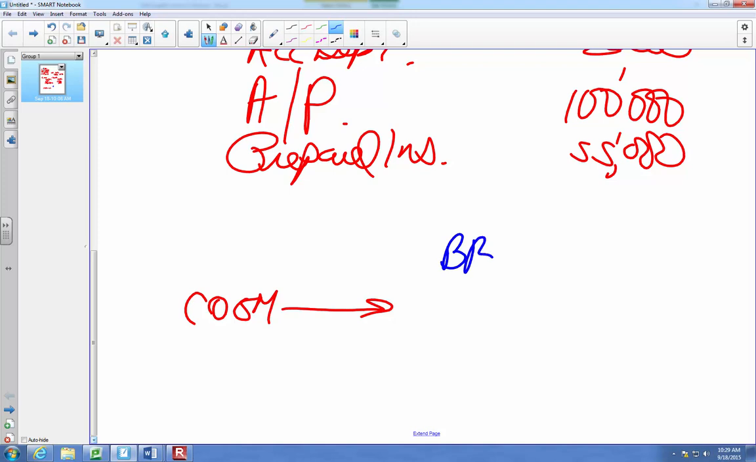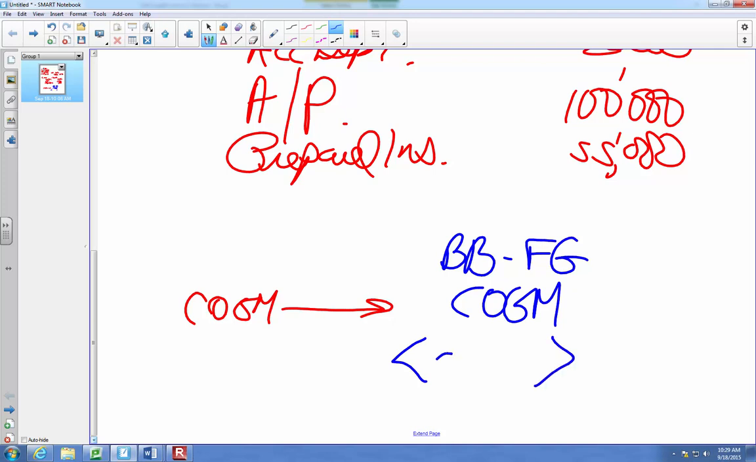Beginning inventory. What kind of inventory? Finished goods. Plus cost of manufacturing, minus ending finished goods. That's it. And really, you guys, I know this looks like a big, long schedule, but what are the three things that go into your cost of manufacturing? Direct material.